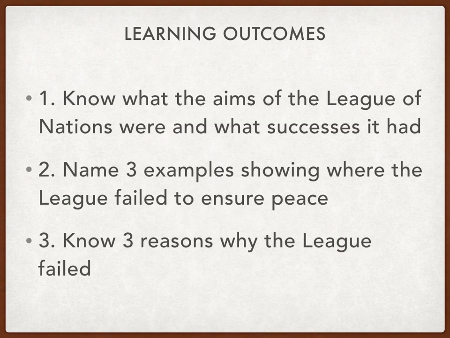That brings us to the end of our presentation. So you should now know what the aims of the League of Nations were and what some of the successes it had, such as the Refugee Commission and the territorial disputes. Second, you should be able to name 3 examples showing where the League failed to ensure peace: the invasion of Manchuria, the invasion of Abyssinia, and the German breaking of the terms of the Treaty of Versailles. Finally, you should know reasons why the League failed. The United States wasn't a member, Russia and Germany weren't members, the need for unanimous decisions, the fact it had no army, and also the fact that it could only rely on economic sanctions and boycotts, which were easily ignored.